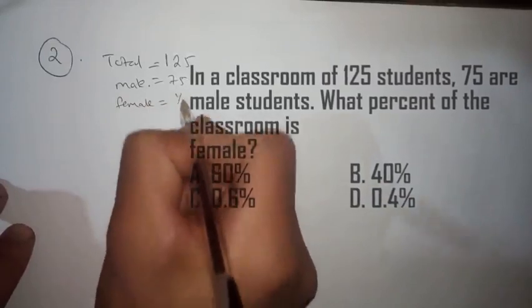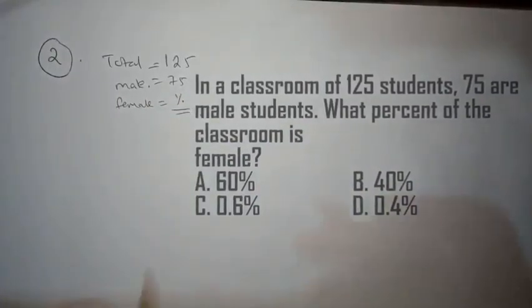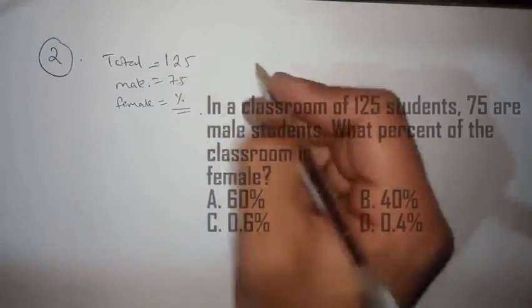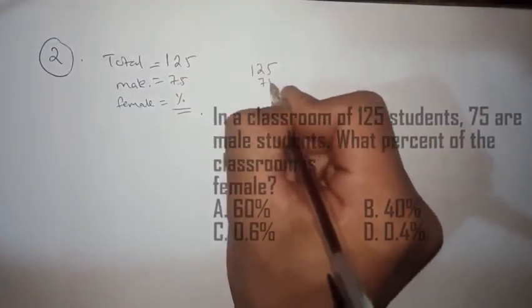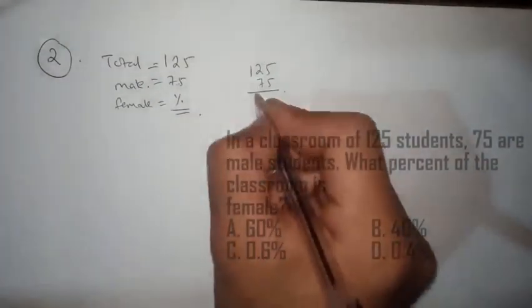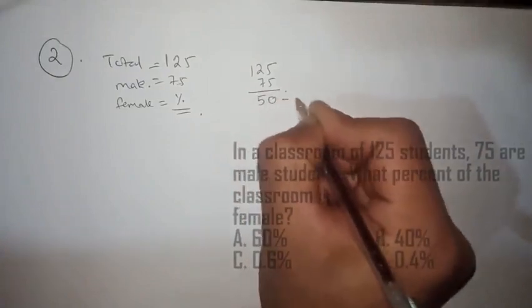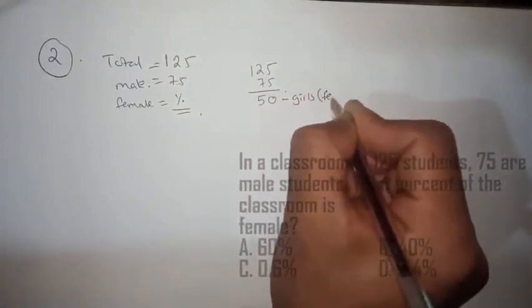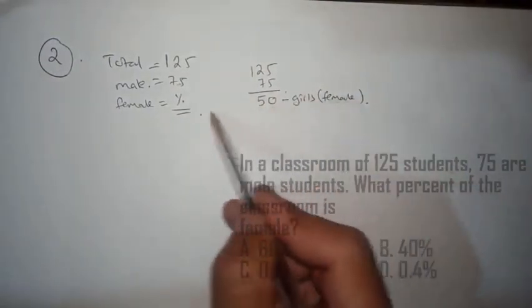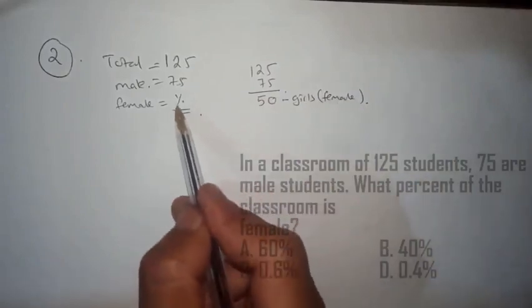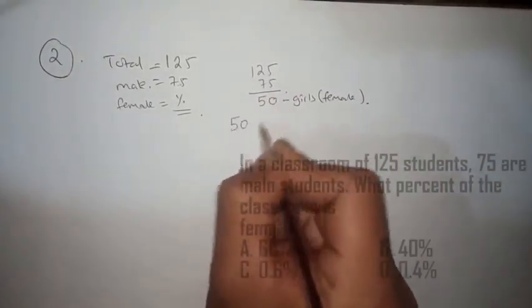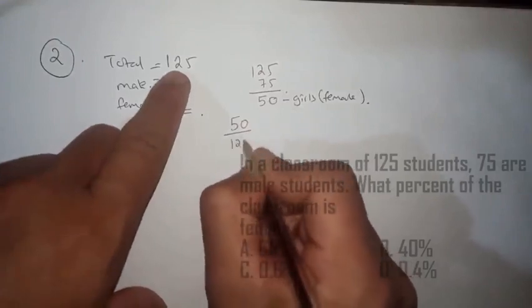The female percentage is what we need to find. So from the total of 125, we subtract the number of males, 75. That is 125 minus 75, which gives 50. So there are 50 girls, or females. Now we have to represent it in the form of percentage.